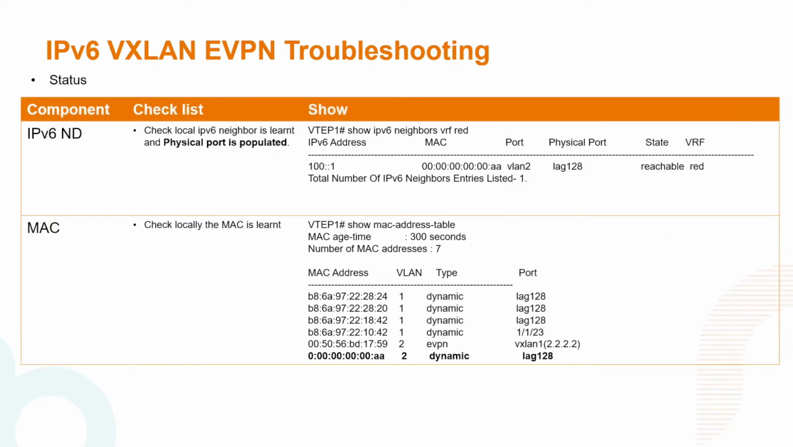Coming to the show commands, we need to ensure first that the IPv6 neighbor, that is the host neighbor, is resolved and the physical port is populated. Similarly, the MAC is also needed for the type 2 route. In case of an overlapping VLAN case, ensure that the MAC is also reachable under the MAC address table.